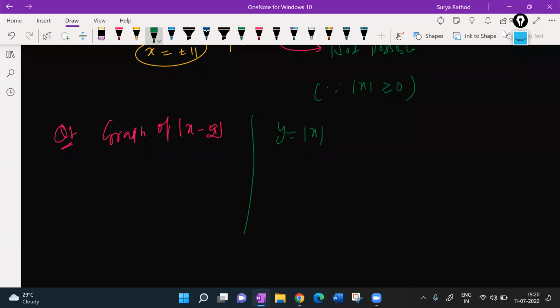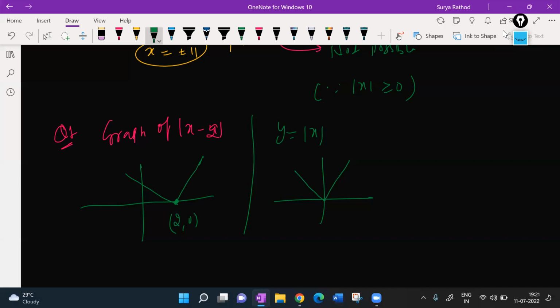How is the graph of y is equal to the modulus x function? This is how it will be. How is the graph of modulus of x minus 2 now? Tell me, first of all, look at this. What is the point you will be having? 2 comma 0. All right, so you will be getting the graph something like this. Correct? Getting my point? Any doubts? No, sir.